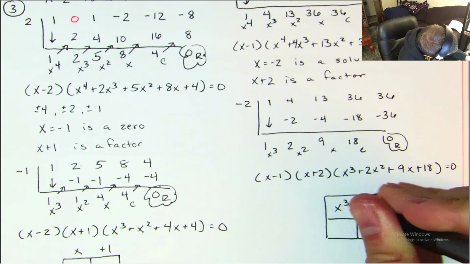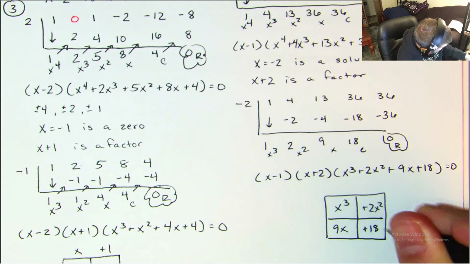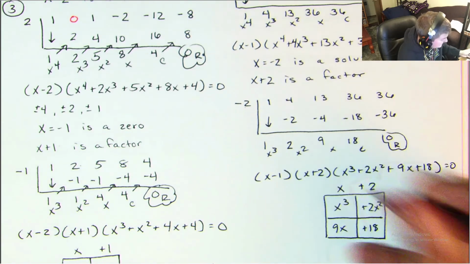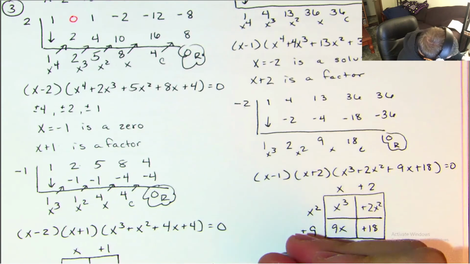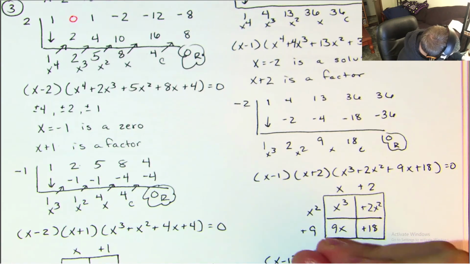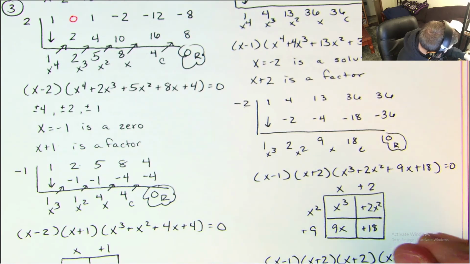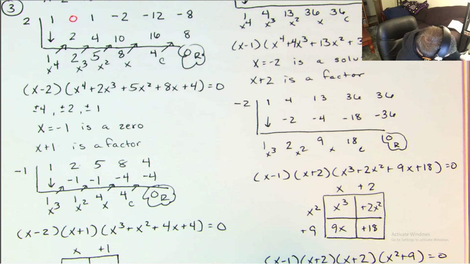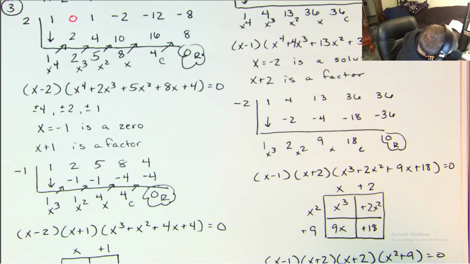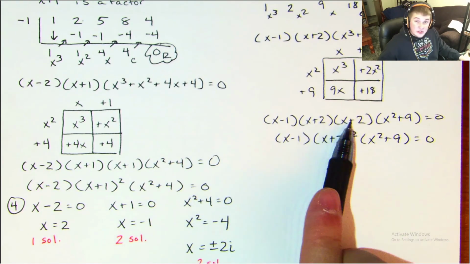Okay, x cubed, 2x squared, 9x, and 18. Greatest common factor here is 2. Greatest common factor here is x. Greatest common factor here is x squared. Greatest common factor here is 9. So this is going to factor into x minus 1 times x plus 2 times another x plus 2 times x squared plus 9 is equal to 0. Well, I have a repeated term here, so I went ahead and condensed that.